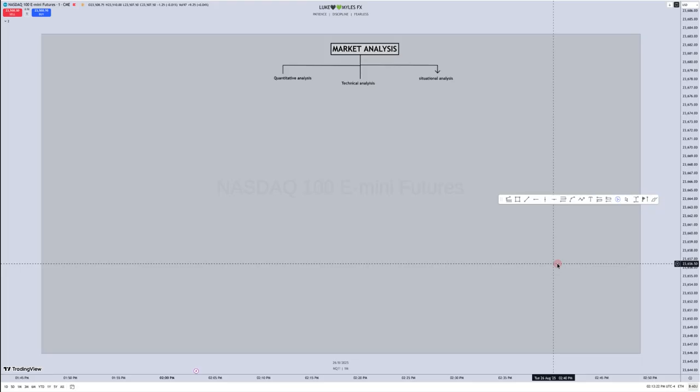On Wall Street, the market opens at 9:30 New York time. That is when the regular trading hours open up. If I switch to regular trading hours, you'll find that the charts are different. We shall venture deeper into that later.